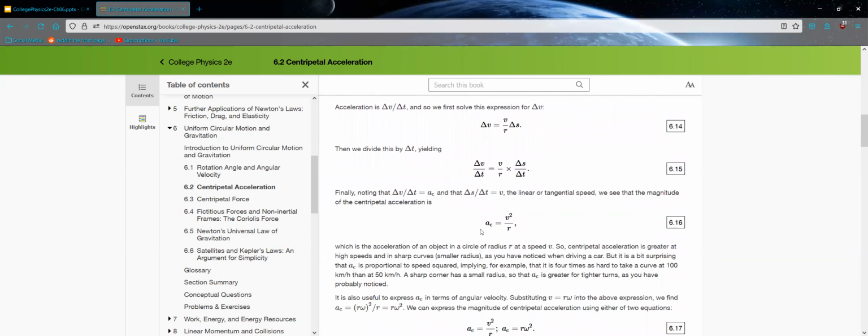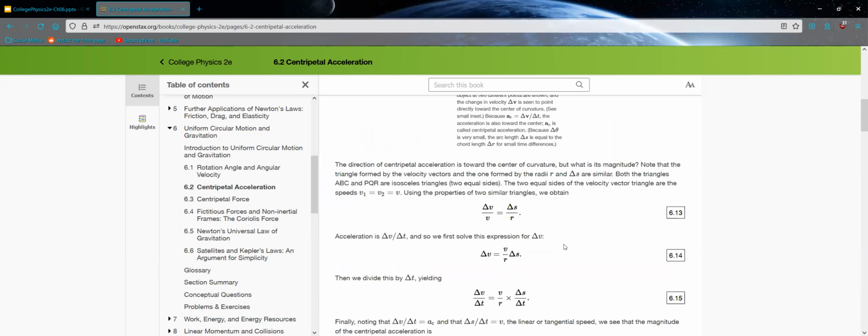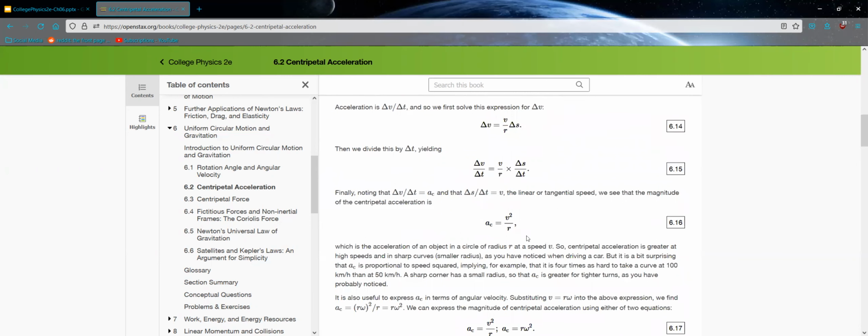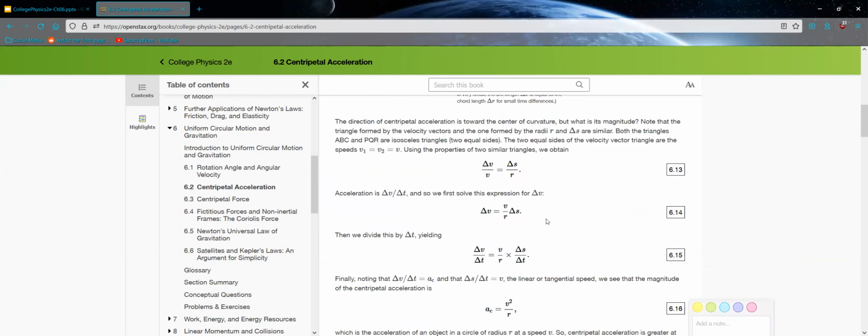Your centripetal acceleration is given by your velocity squared over R, because you can note out your delta V's given, again, 614 and 615, the math shown there. So here's your equation. If you need to care about specifics like delta V's, pop up a little bit.